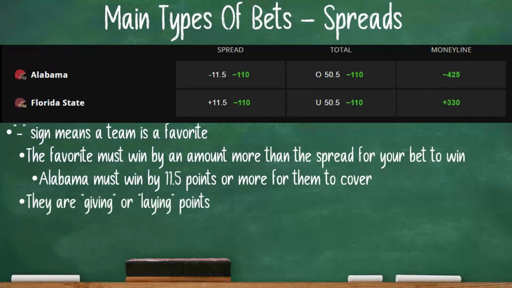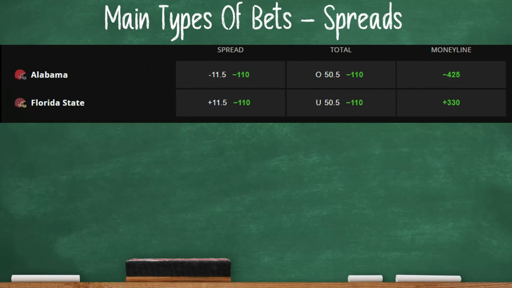So when you talk about favorites, again, with the minus the points there, this is called giving or laying points because all that means is you're taking whatever Alabama's final score is and you're subtracting 11.5 points from that. And that new total has to be higher than what Florida State's score is. So that's why they call it giving points or laying points.